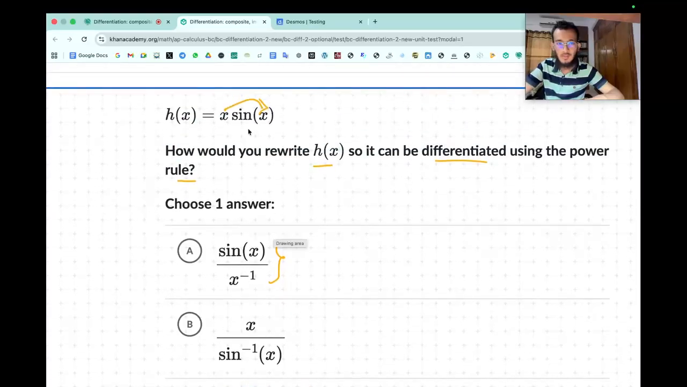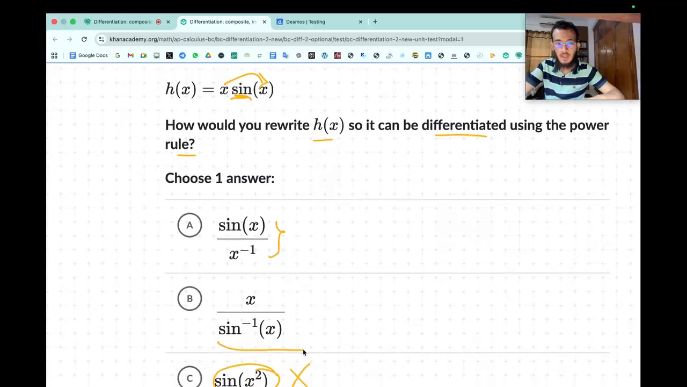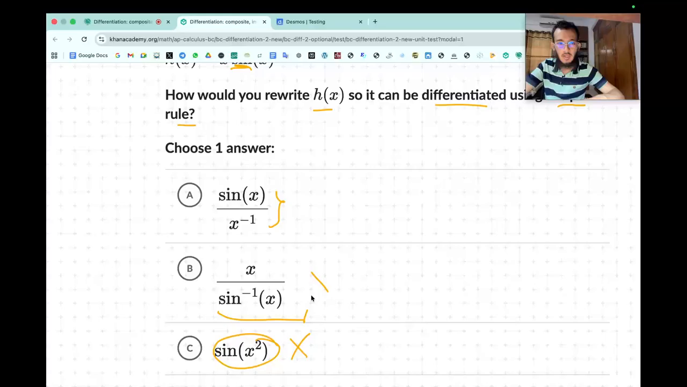But what about this? Sine has been written as sine inverse. And how does this help us using the power rule? Well, none of them helps. We can use this using the quotient rule.